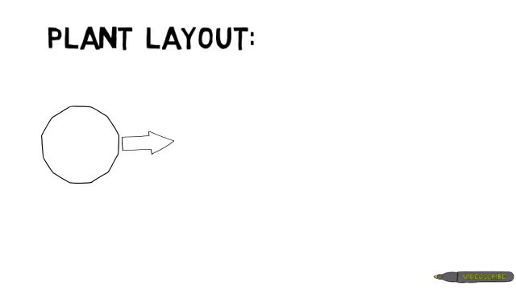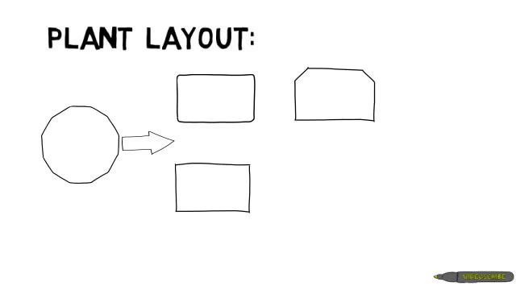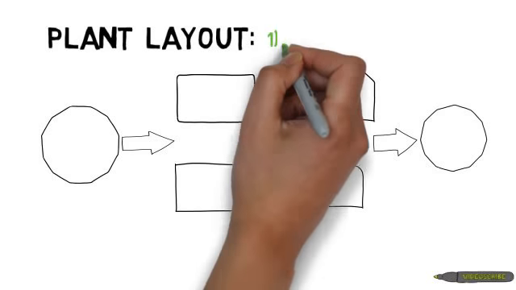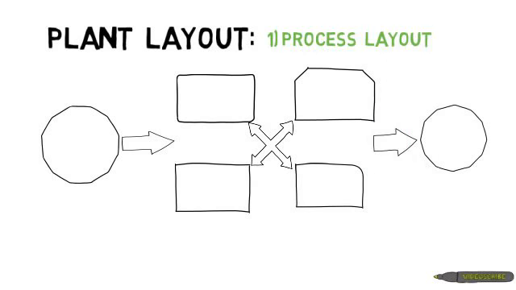Generally, there are three types of plant layout available. All these layouts are different from one another and they can be used to produce different types of goods. Let's take a look at each one. The first one is called the process layout. Notice in the picture there how it looks like.